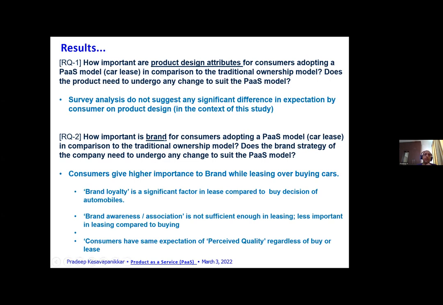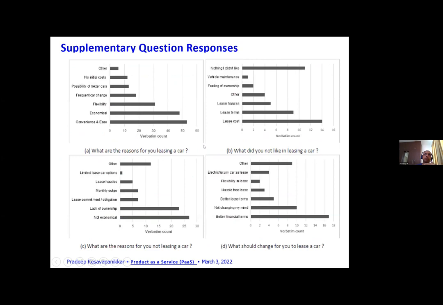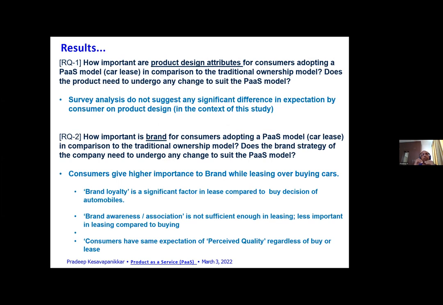Similarly, from a brand perspective, consumers gave high importance to brand while leasing compared to buying cars. And within the three elements of brand equity, brand loyalty was significant in leasing compared to buying. Linking it to the insights that came from the participants' open-ended questions, it appears that in a PaaS model, people don't own the car, it is owned by the providers or by the manufacturer, and consumers pay a monthly rent.